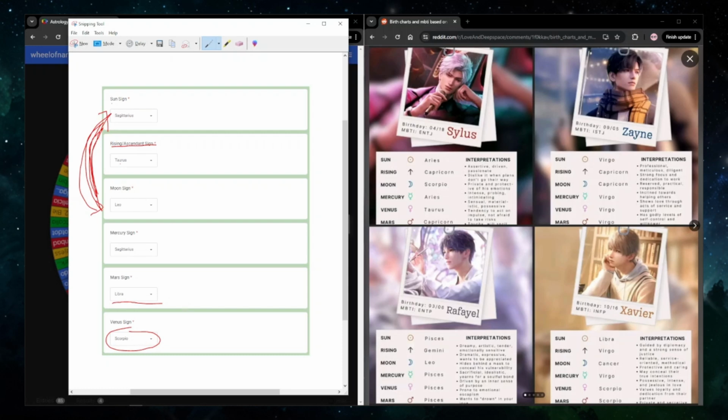Okay, so if we're going to look at the 4 candidates that we have, I would say that you might actually be very compatible with Xavier. So let's start off with Xavier here. Okay, so your sun sign is in Sagittarius, his sun is in Libra. He would actually support you in all of your adventures, I guess. You both can be very adventurous. And then your moon sign is in Leo and his moon sign is in Cancer.